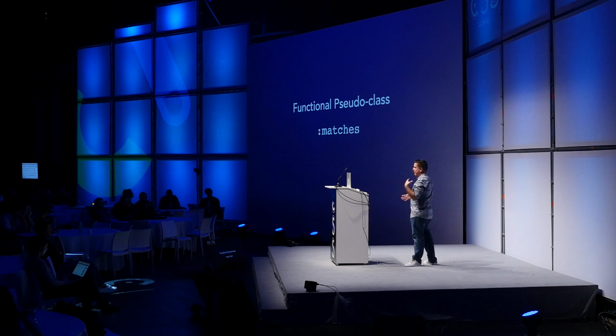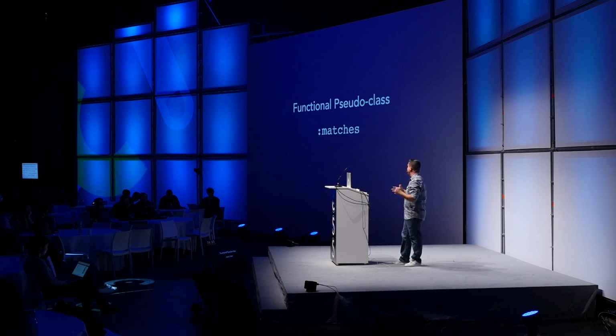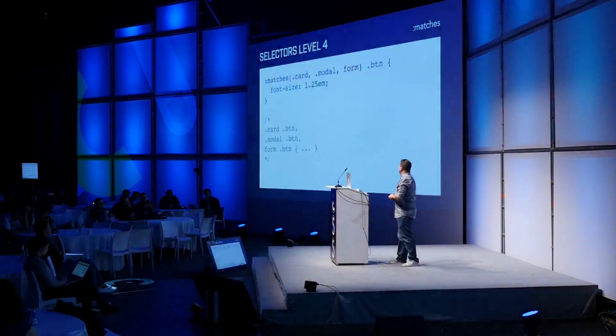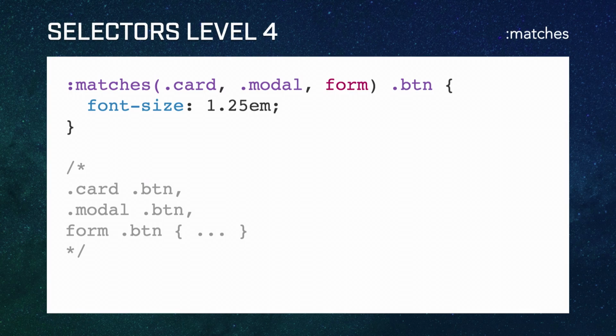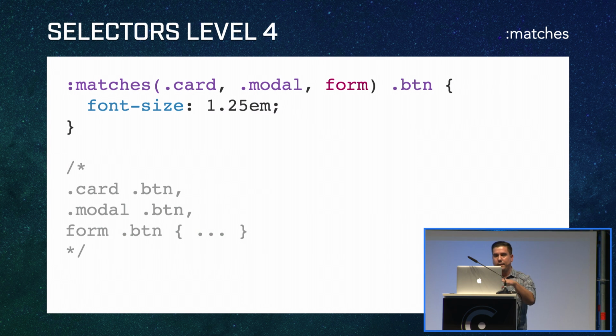So matches is a functional pseudoclass, and it's going to help you write complex selectors or descendant selectors a lot faster. And what it really does is just provide a little syntactic sugar for creating groups of descendant, direct child, even sibling selectors. So matches takes regular selectors as arguments. So for example, here the selector is going to match any button class that's a descendant of card, modal, and form. And it's the same as writing the full selector group you see there below it.